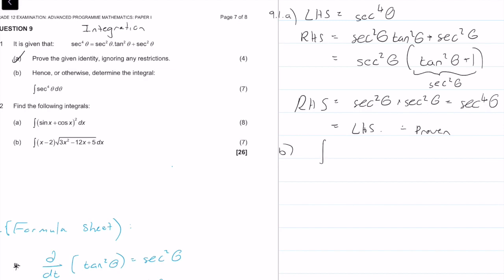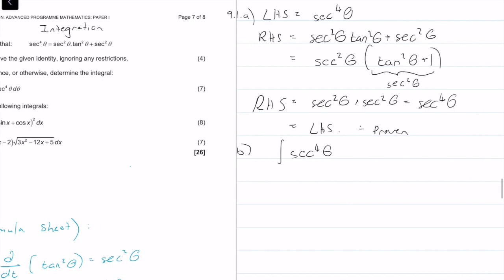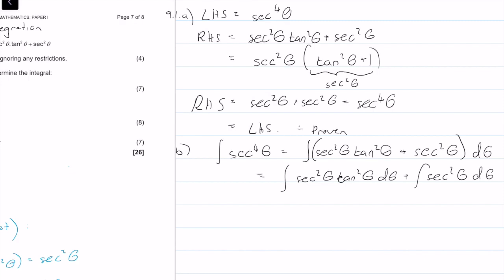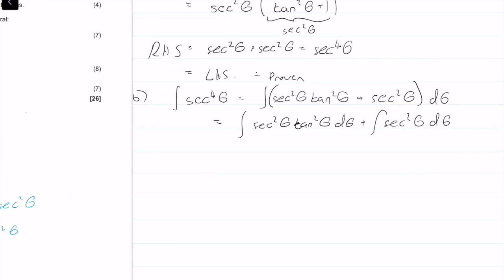So we want to determine this integral of sec to the 4th theta, which we have proven to be the integral of sec squared theta tan squared theta plus sec squared theta, d theta. So we can separate this to be the integral of sec squared theta tan squared theta d theta plus the integral of sec squared theta d theta.